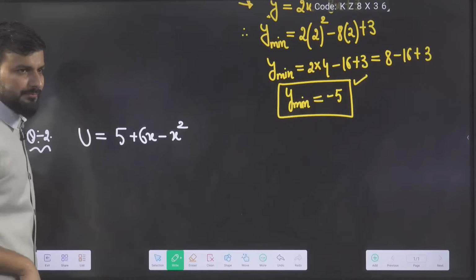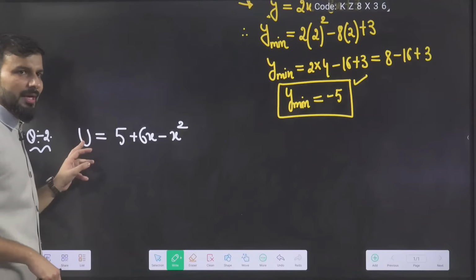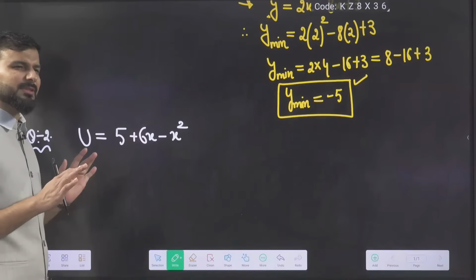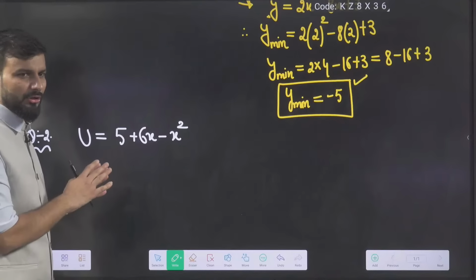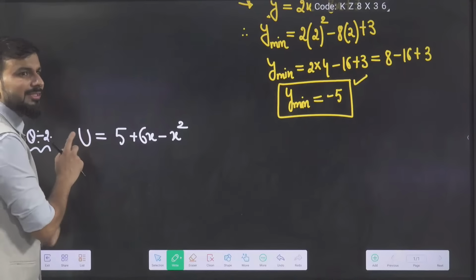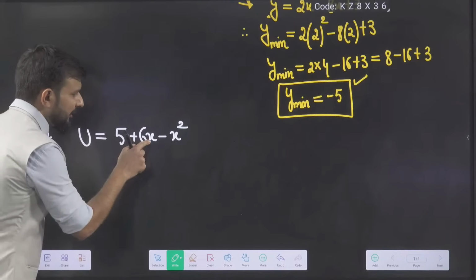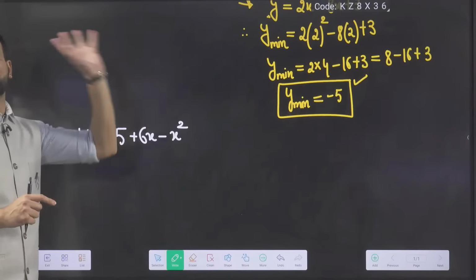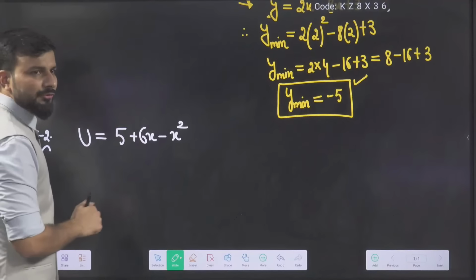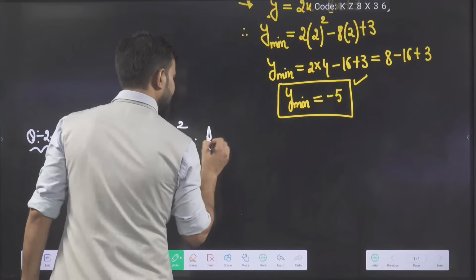This is the function. Here U is actually some potential energy. You will study it later on. But it's just like a y. What is the function here? U is depending on whom? X. U is depending on whom? X. So what you have to find, first step.